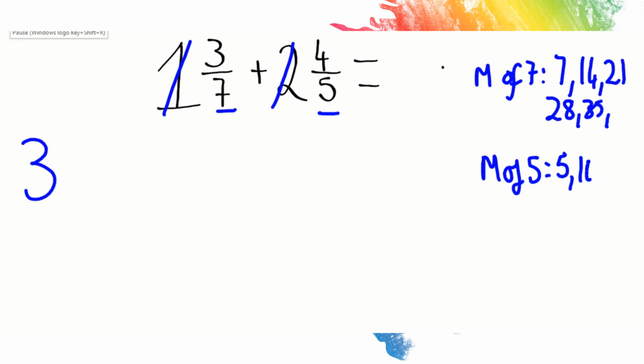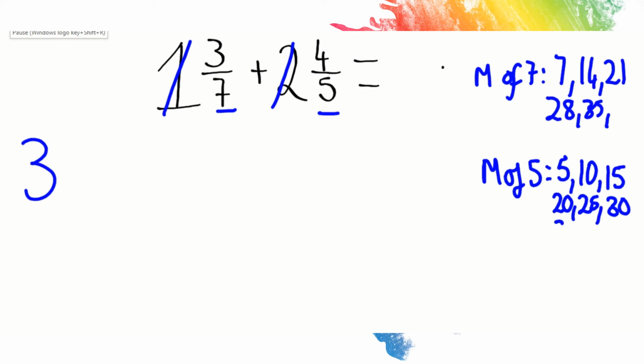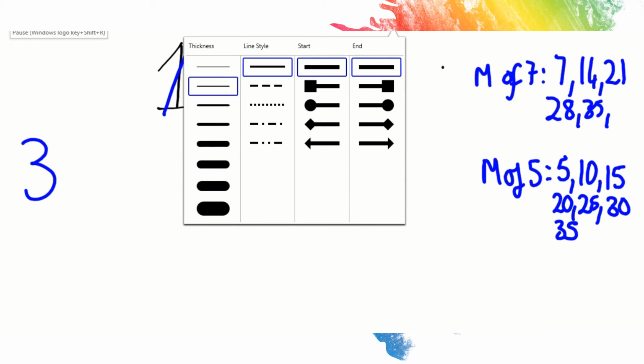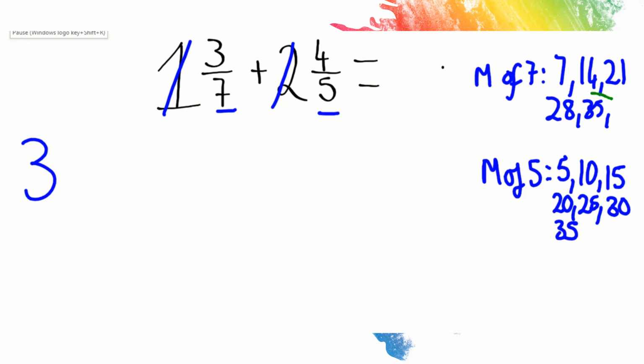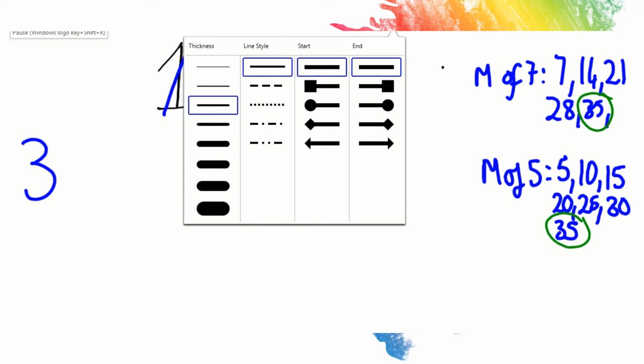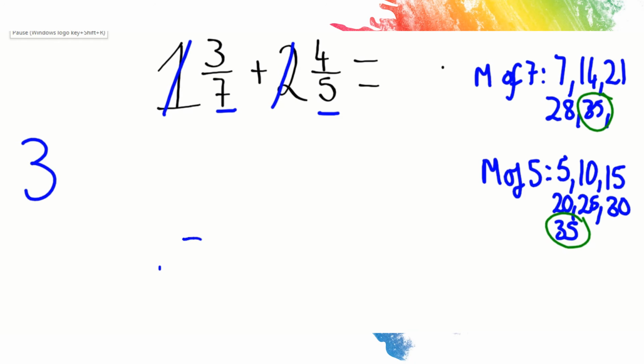5, 10, 15, 20, 25, 30, 35. I'm going to stop because if you notice, I have got a common one, which is 35. So what does that mean, children? That does mean, you're right, correct, that the denominator becomes 35.